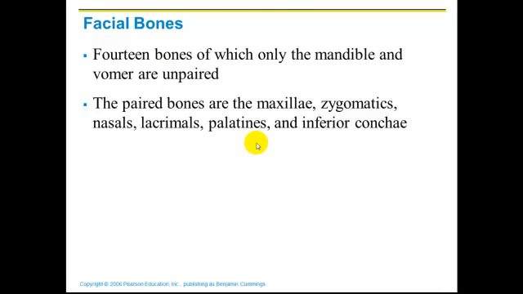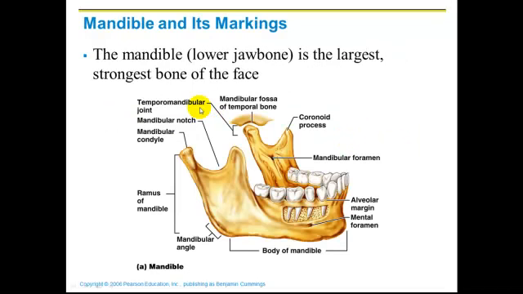There are 14 facial bones, most of which are paired, except for the mandible and the vomer, which are unpaired. The paired bones include the paired maxilla, the paired zygomatic, the paired nasals, the paired lacrimals, the paired palatines, and the paired inferior conchae or inferior nasal conchae. We will begin with the mandible.